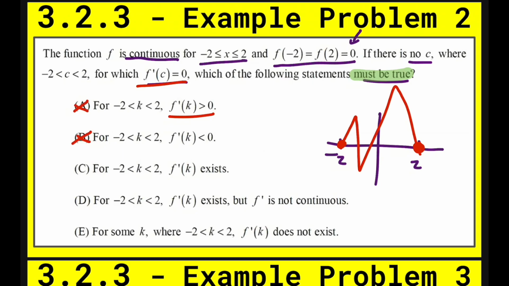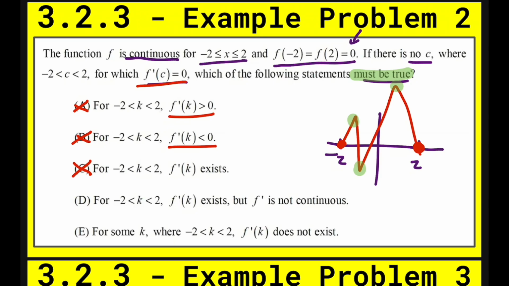Okay, it also can't be B because it's saying the derivative is negative, which means f is decreasing. But again, I have increasing and decreasing on my dummy graph, so it's automatically going to throw B out. C says the derivative exists. Nope, because the derivative does not exist here, here, and here because of those sharp turns. So it's definitely not going to be that one. Again, it says must be true. So if I can come up with one example where it's not true, it's not an answer choice anymore.